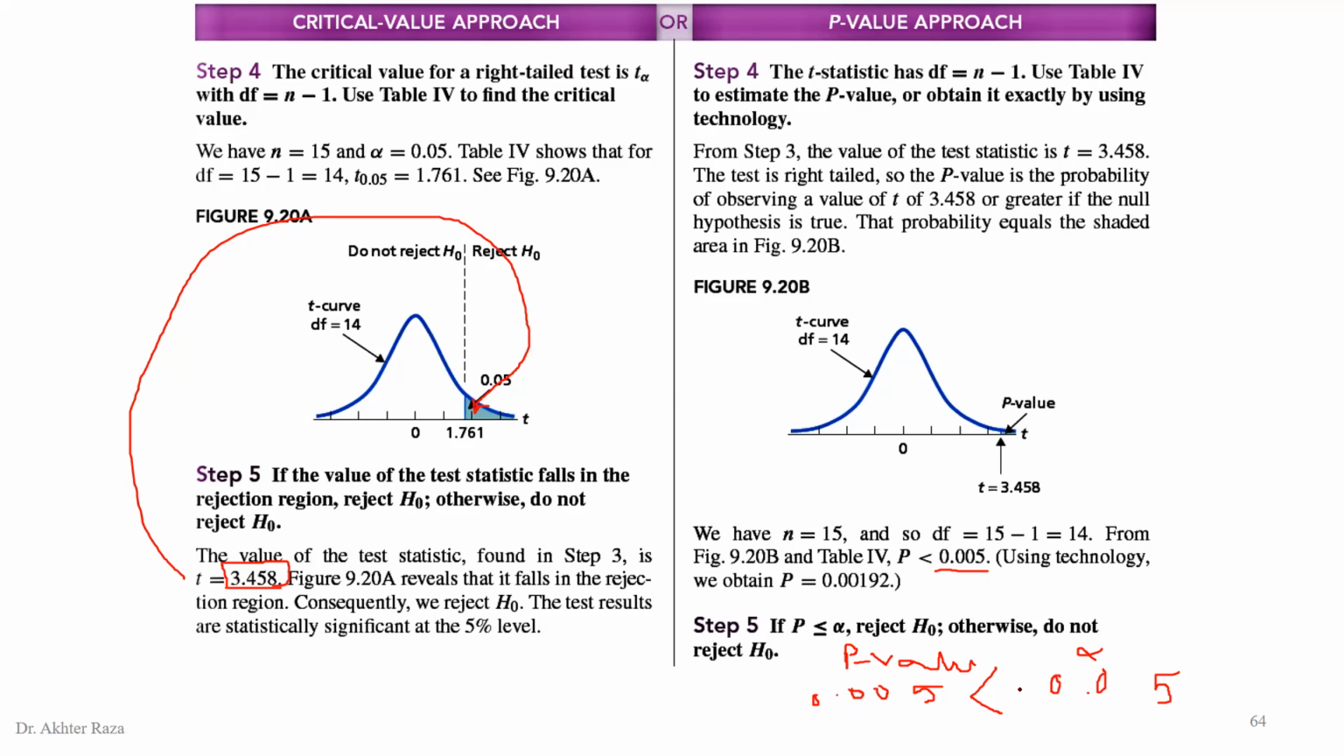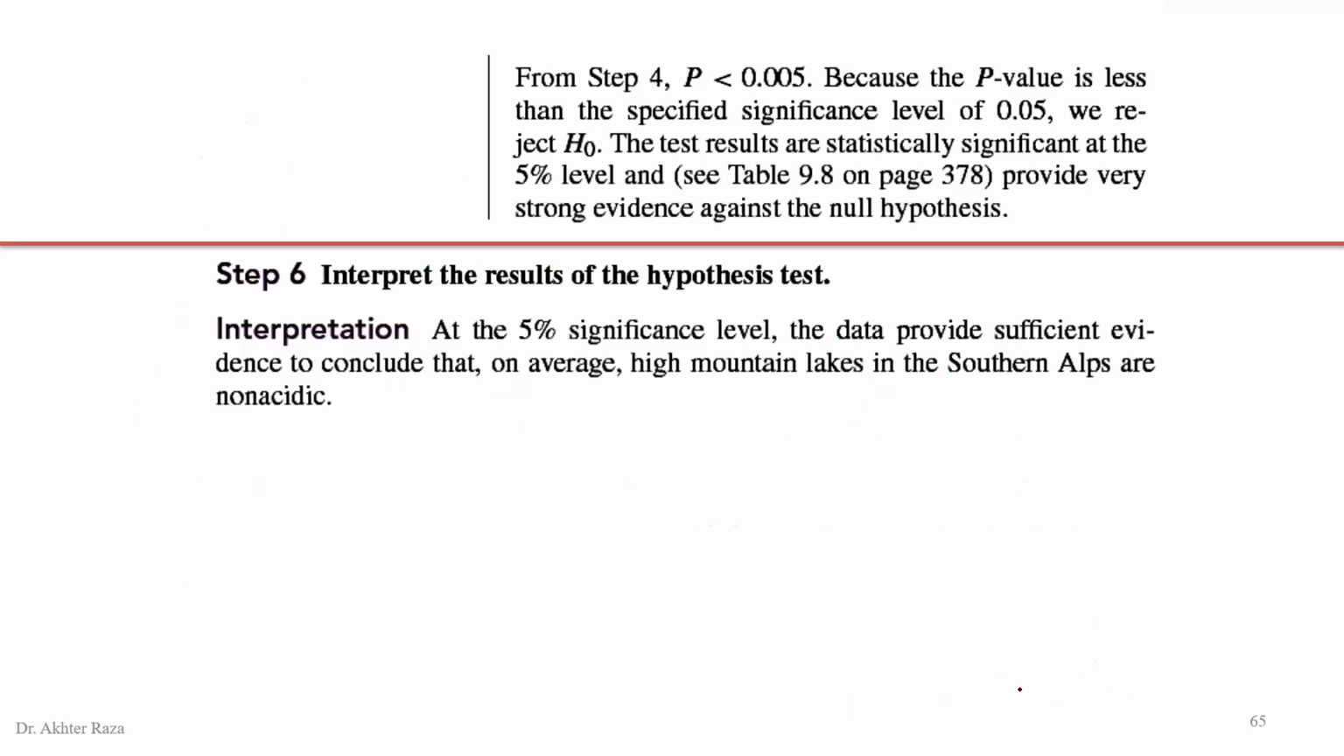So we have to take the decision that data provides sufficient evidence in support of H1. This is the conclusion. At 5% level of significance, data provides sufficient evidence to conclude that high mountain lakes in this region are non-acidic. Non-acidic means their pH values are greater than 6.